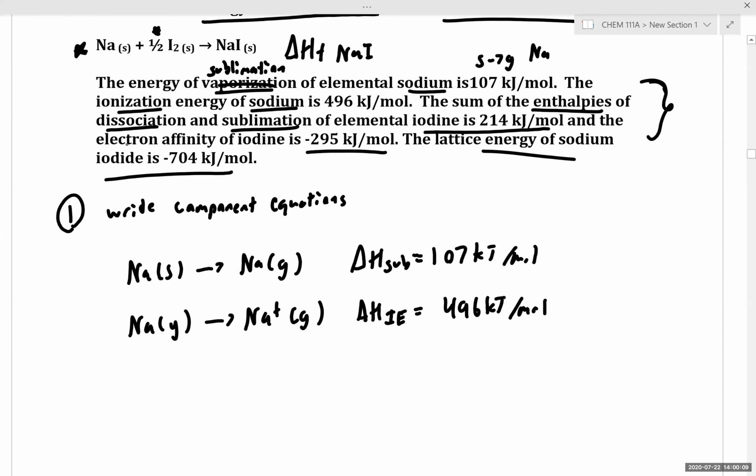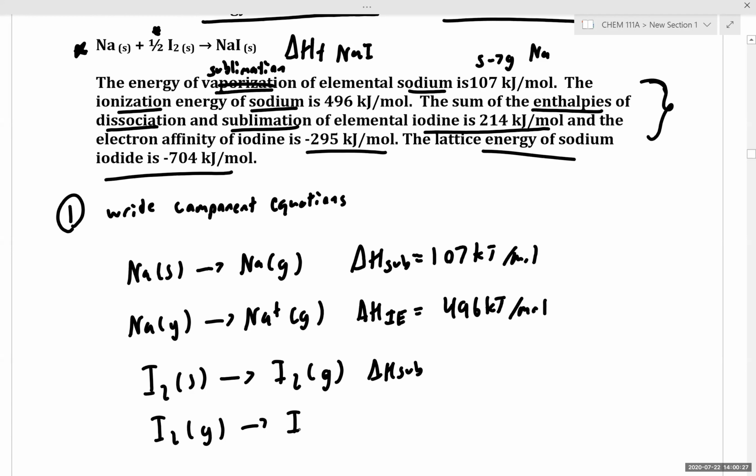We have the enthalpy of dissociation and sublimation for iodine. We have I2 solid leading to I2 in the gas phase. This is the enthalpy of sublimation. And the enthalpy of dissociation is going from iodine in the gas phase, I2, to 2 iodine atoms in the gas phase. This is our bond enthalpy, otherwise known as our enthalpy of dissociation. And together this enthalpy is 214 kilojoules per mole.